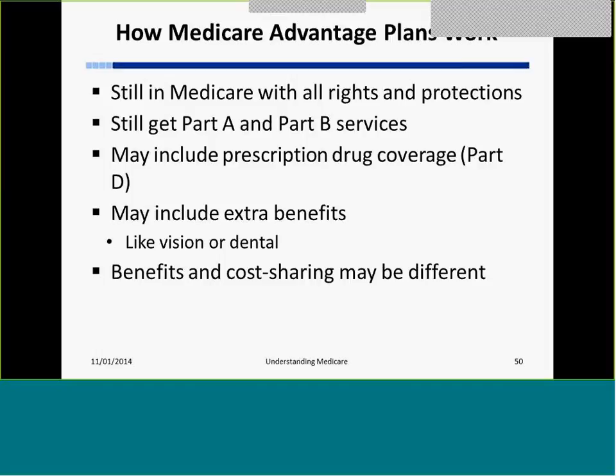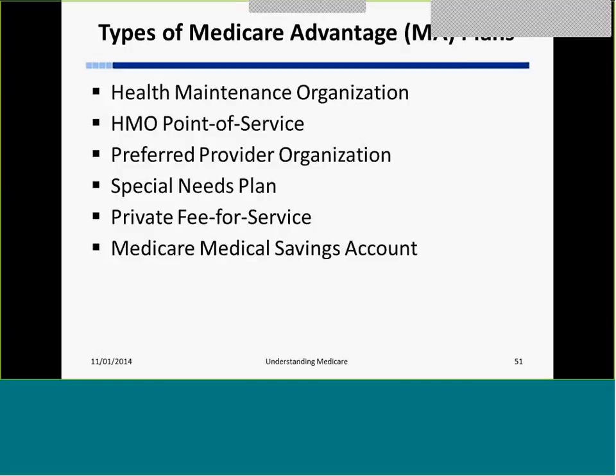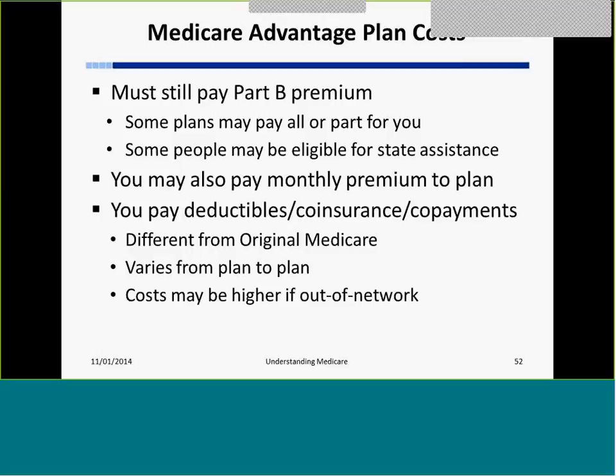Again, I'm going into a deep dive on some stuff here, but the bottom line I need new agents to understand is when someone enrolls in Medicare Advantage, they do not in any way, shape, or form lose any Medicare benefits. Okay? The cost sharing and the networks may be different. And there are different types: HMOs with point-of-service option, PPO, special needs plans, private fee-for-service, and the MSA or medical savings account, which we don't have in any area.